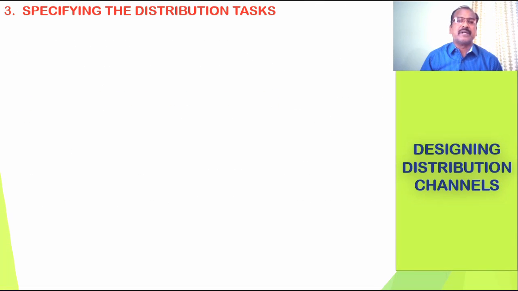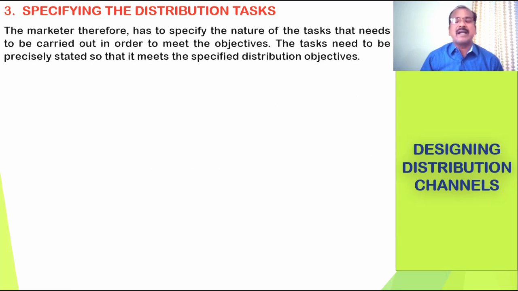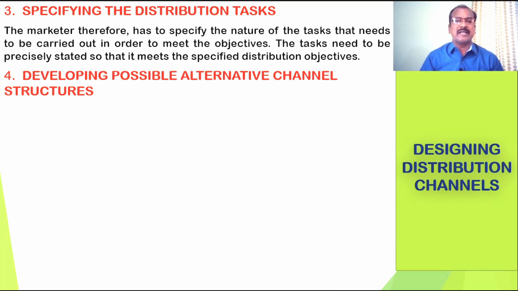The third step in designing distribution channels is specifying the distribution task. The marketer therefore has to specify the nature of the task, the activities that need to be carried out in order to meet the distribution objectives of your company. The task needs to be precisely stated so that it meets the specific distribution objectives. That's about the third step.